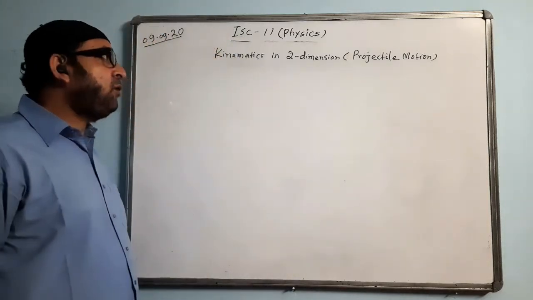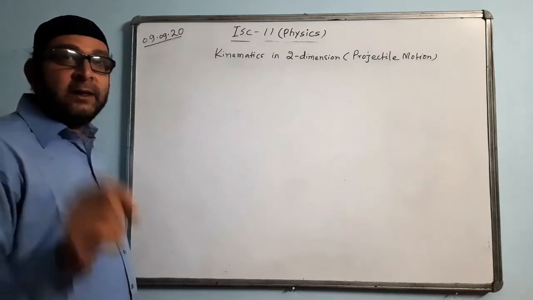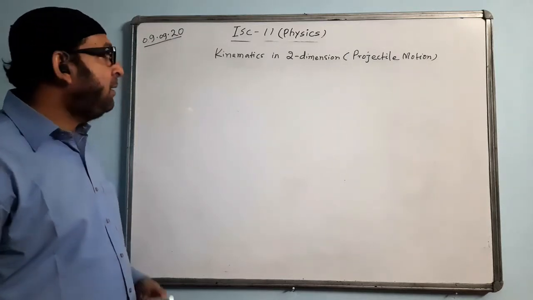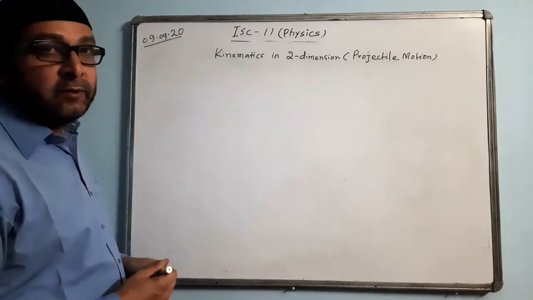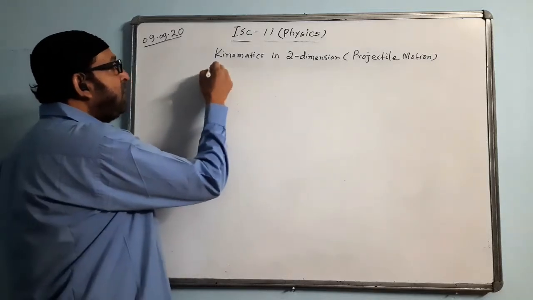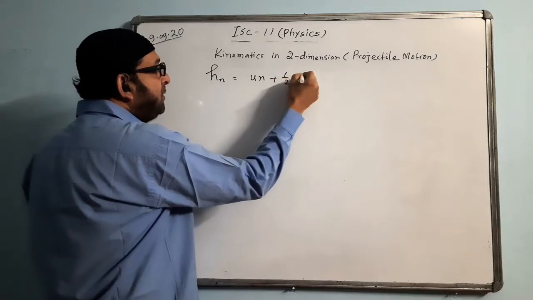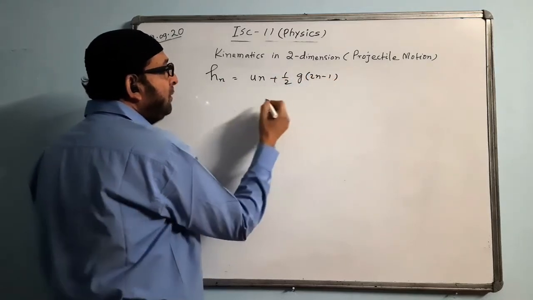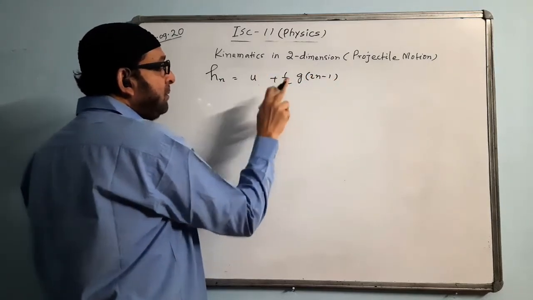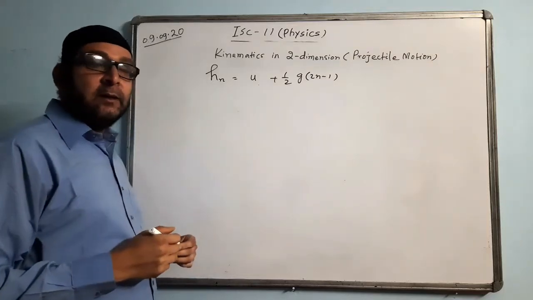Last time I gave you the solution, but there was a silly mistake in it, so you can correct it. I think I wrote the formula a bit wrongly. Last time I wrote the formula like this: Hn is equal to Un plus half g (2n minus 1). So this n will not be there. That was the correction we must make.